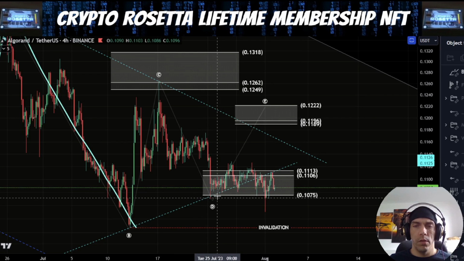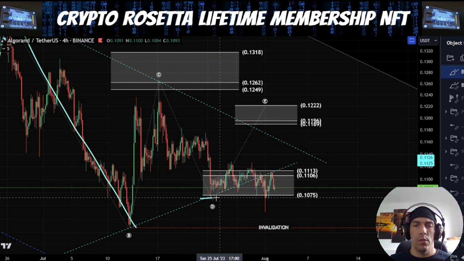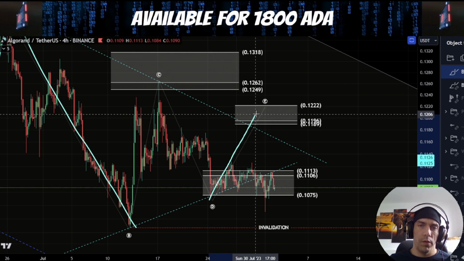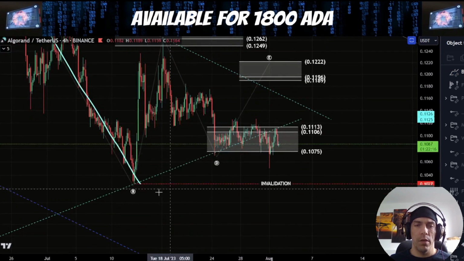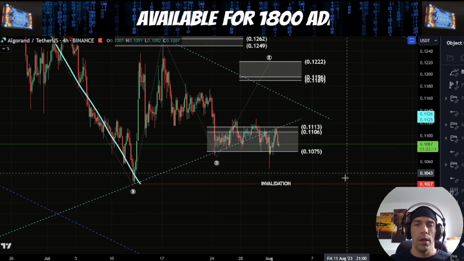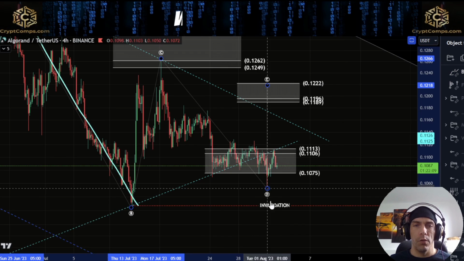Now, we did come down to this 1075, which is 0.786 of this C wave over here. Now, what I was looking for was a bigger E wave to the upside, but because we haven't actually invalidated this triangle yet by crossing this 1027, it is still possible that this D wave could still be in play.